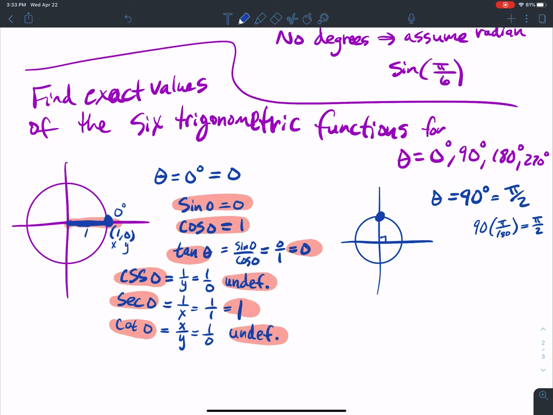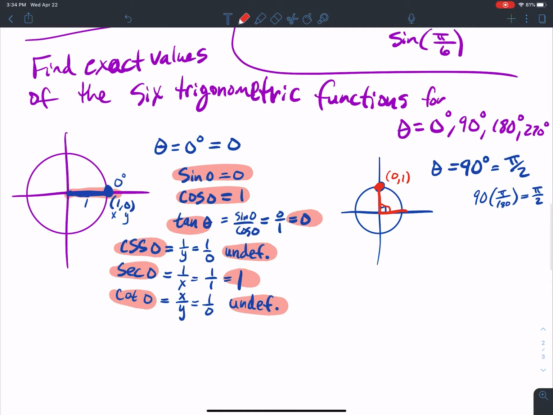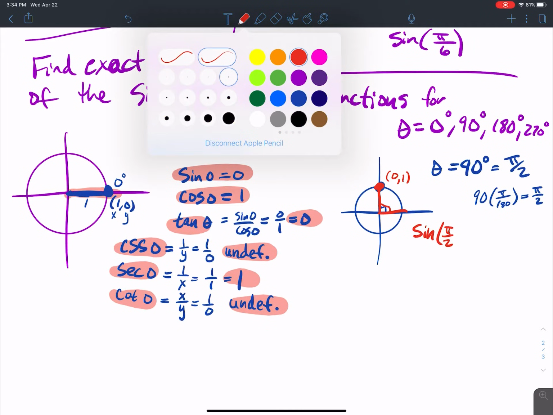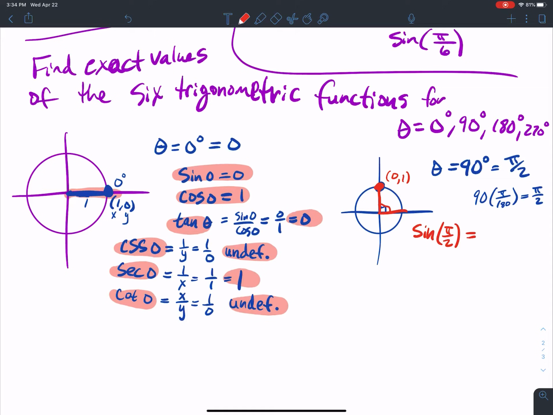Okay. So I rotate up from my initial to my terminal side is 90 degrees. This point right here on the unit circle, I go 0 in the x direction, but I go up 1 in the y direction. And so what does that tell me? That tells me that the sine of pi over 2, what is this equal to? That is going to be the sine of 90 degrees, which is the y value, which is 1, okay?